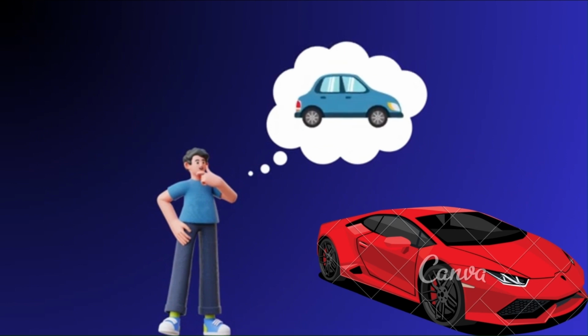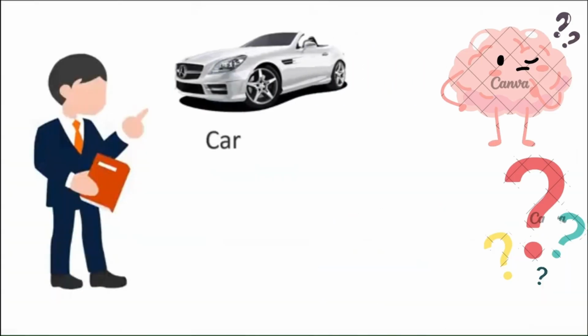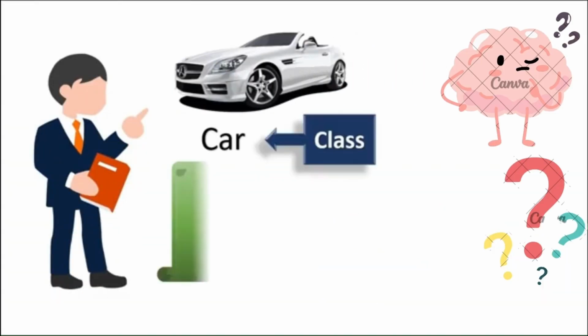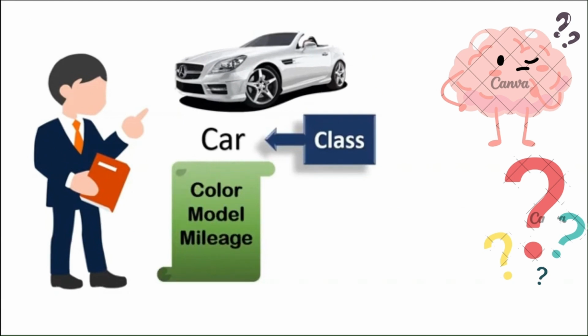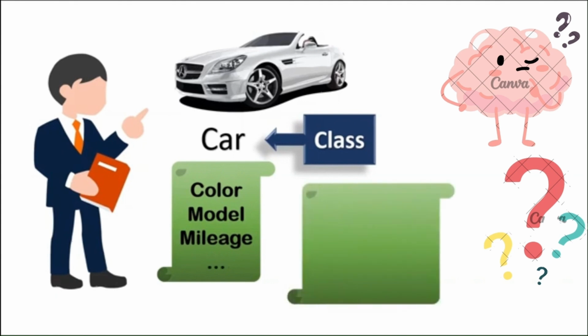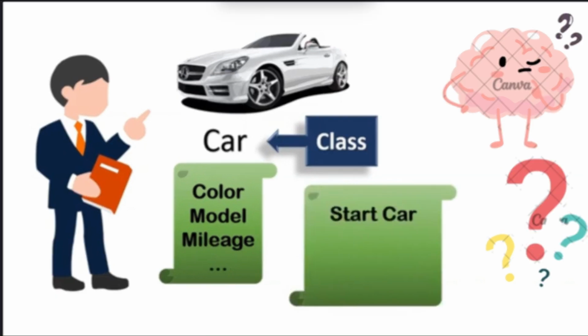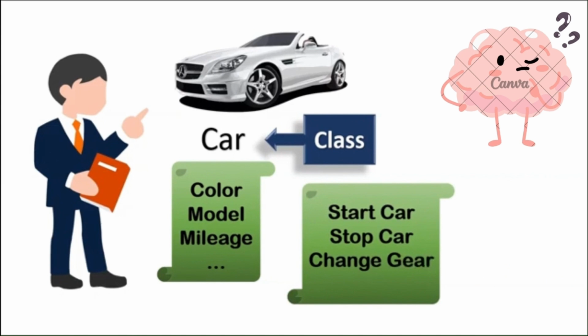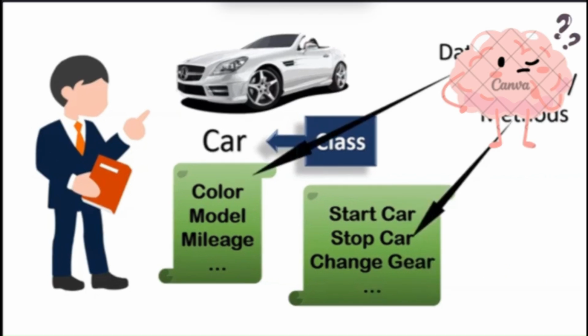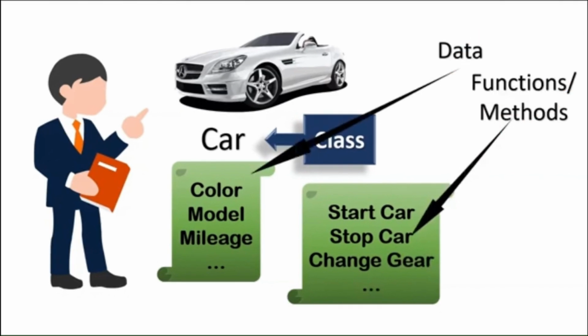You may wonder how a car is built. Now a car is a class. Car characteristics are color, model, brand, mileage, etc. Start car, stop car, car gear change. These are all class data, and these are all car functions or methods. These are all basic details needed for car production.